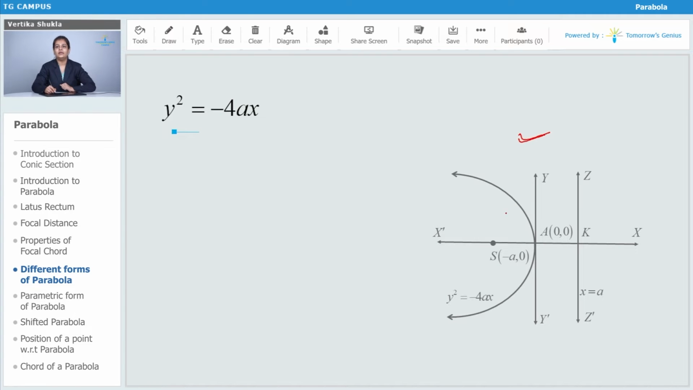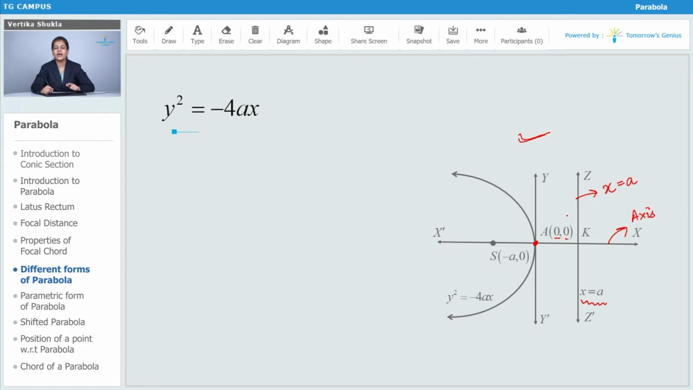If you see, the vertex for this parabola also is 0, 0. Focus becomes minus a, 0 because now the focus is on the negative direction of the x-axis. The directrix comes to the positive direction of the x-axis and its equation becomes x is equal to a. What is the axis of this parabola? This line, x-axis, is the axis of this parabola. And what is the directrix? This is the directrix whose equation is given by x is equal to a.